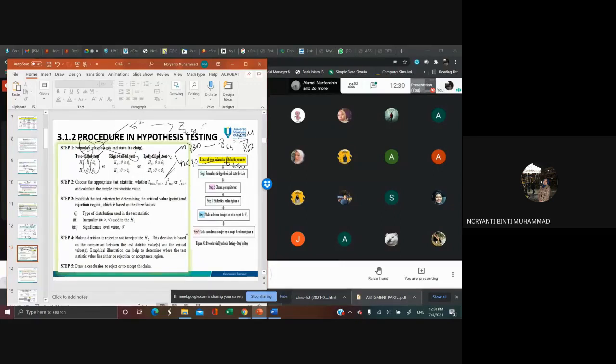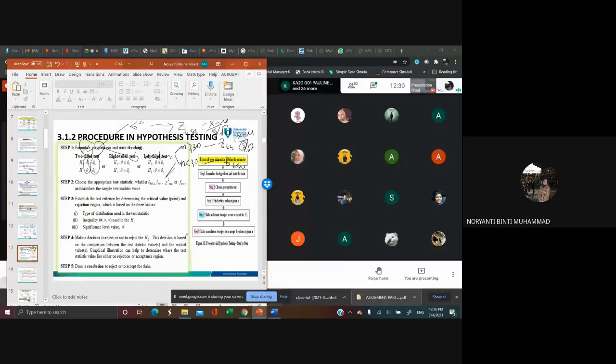Okay, but I just want to show you the difference. Here we use S because we didn't know the value of sigma. But here we will have the same thing, but instead of S we use sigma because we know the value. Okay, so that is step number 2.